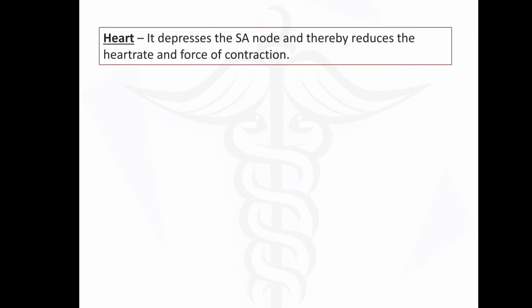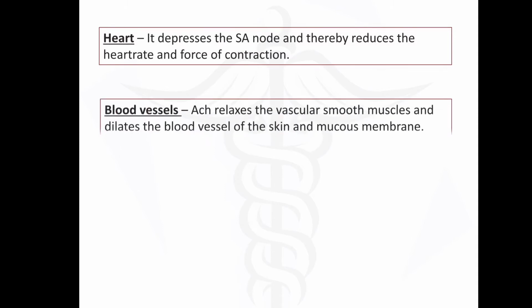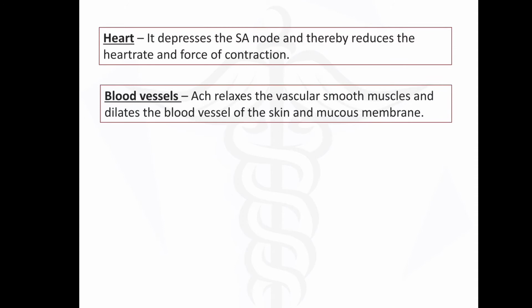So muscarinic actions include, the first one that we are going to study about, is in the heart. The action of acetylcholine is similar to that of vagal stimulation. It depresses the SA node and thereby reduces the heart rate and force of contraction. In larger doses, AV conduction is depressed. Next, its action on blood vessels: it relaxes the vascular smooth muscles and dilates the blood vessels of the skin and mucous membrane. The BP falls due to a fall in total peripheral resistance.